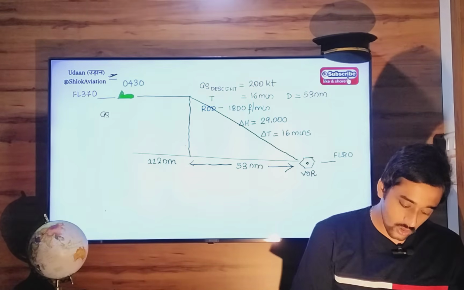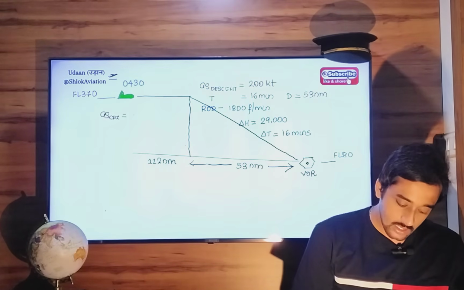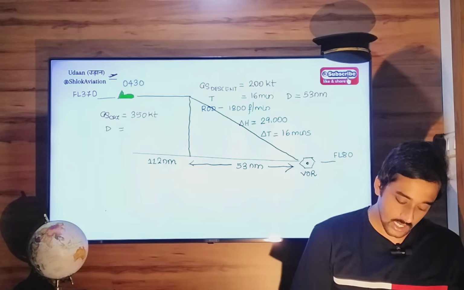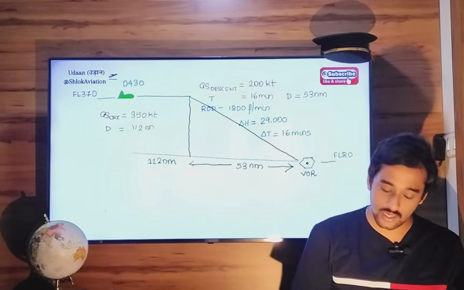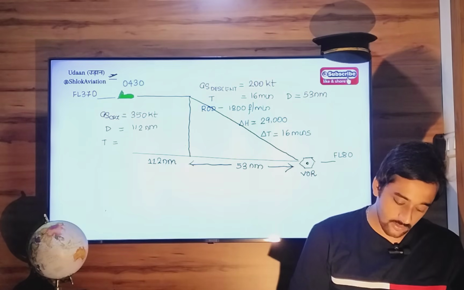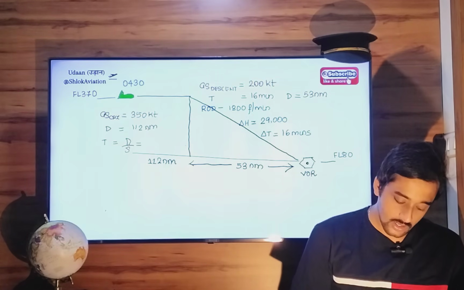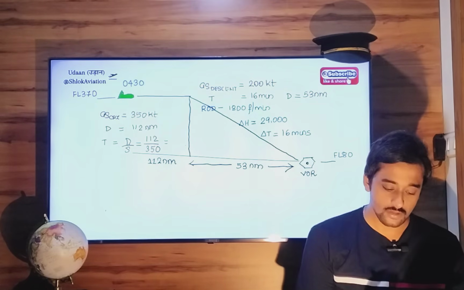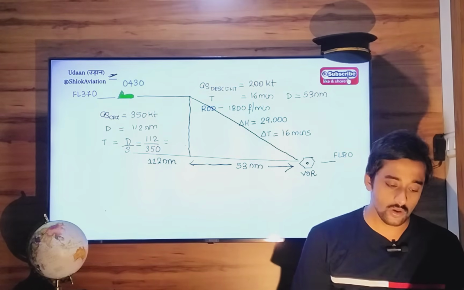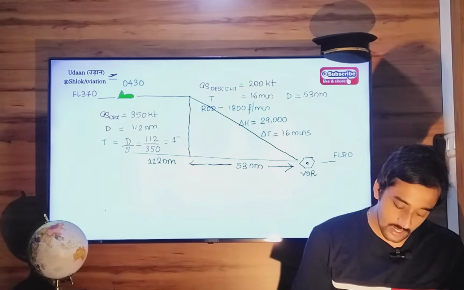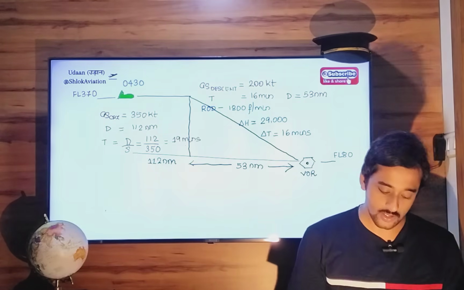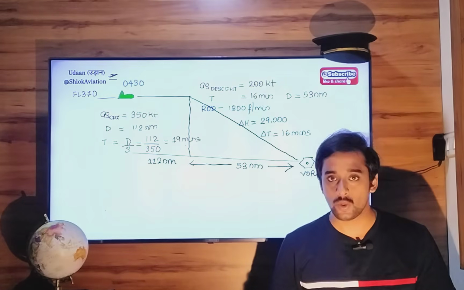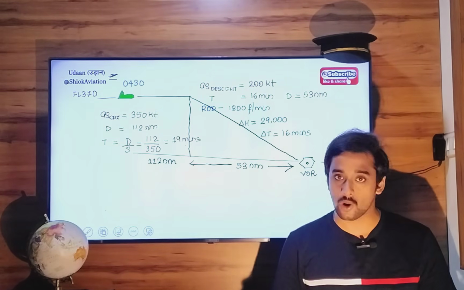So now the ground speed during cruise is 350 knots. The distance you have to cover is 112 nautical miles. So the time required to do that will be distance by speed. So 112 divided by 350 is equal to 19 minutes. You will take 19 minutes to cover a distance of 112 miles at a speed of 350 knots.